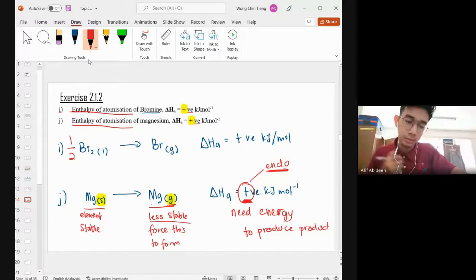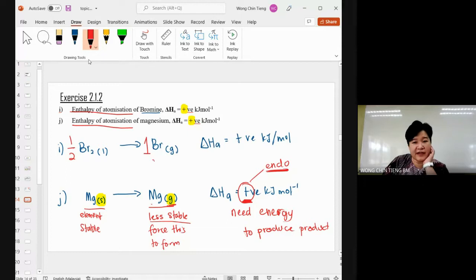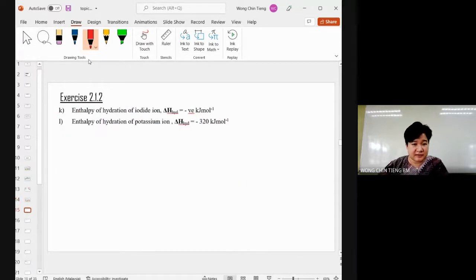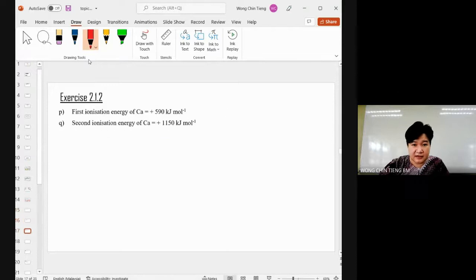Because enthalpy of atomization forms 1 mole of gaseous atom. 1 mole of gaseous atom. Okay? See? Alright, we will do a few more questions after this. I think 2-3 more questions and then we will go into the questions where you will see the importance of your equations later. Okay, you'll see this later. Alright, next.